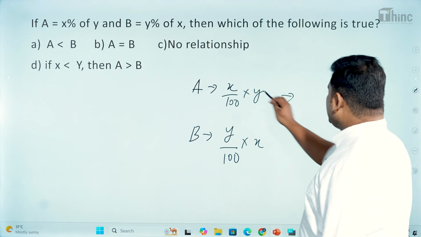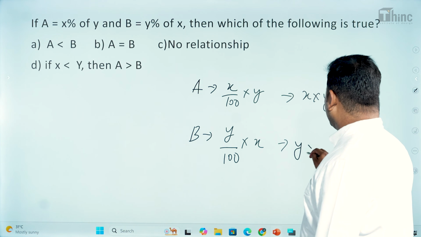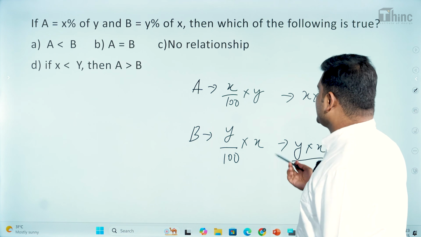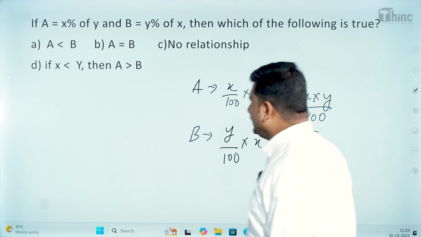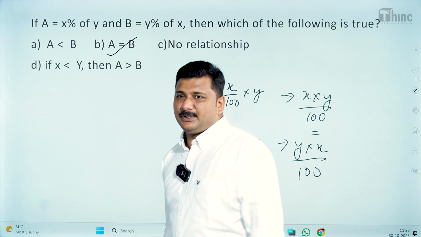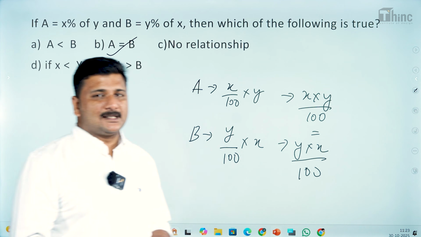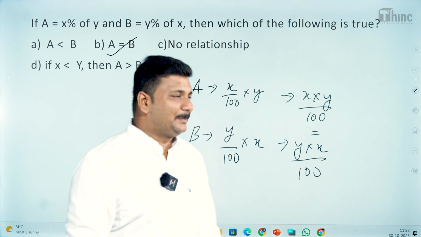So we can write A as x into y by 100, and this is basically y into x by 100, right? So A is x percentage of y, B is y percentage of x. Both are xy by 100. That means both are same, right? So what's the correct answer? Option B is the correct answer. Both A and B are the same. Now what is the use of this? So from this we found that x percentage of y is always equal to the reverse, y percentage of x.